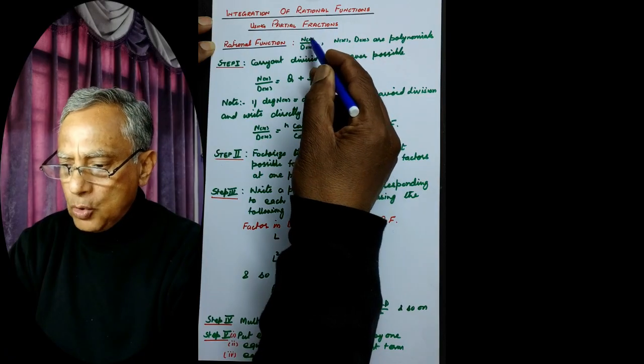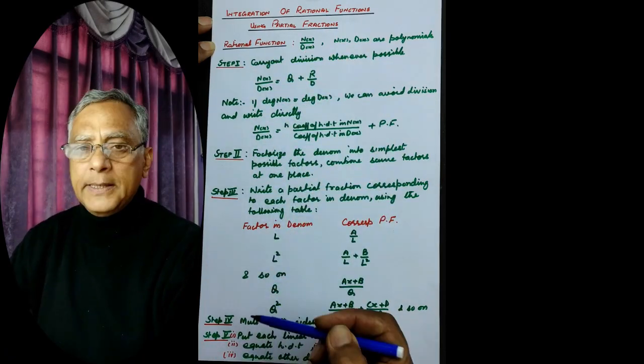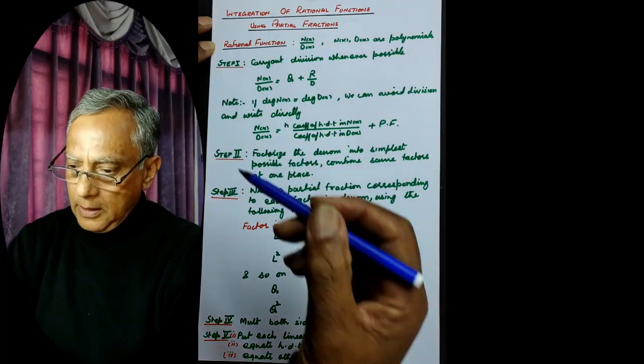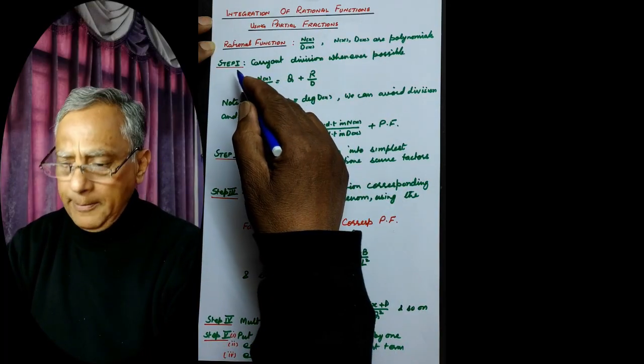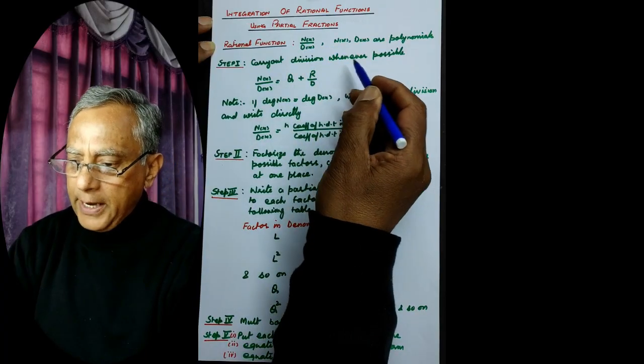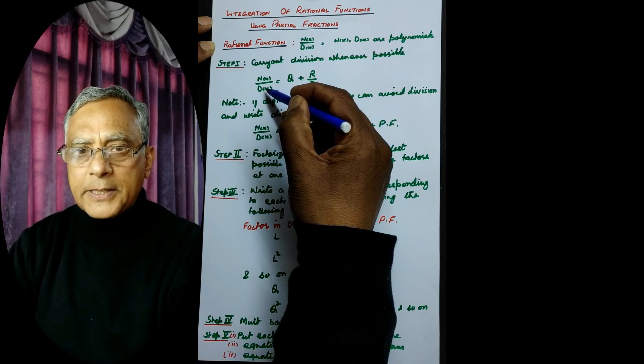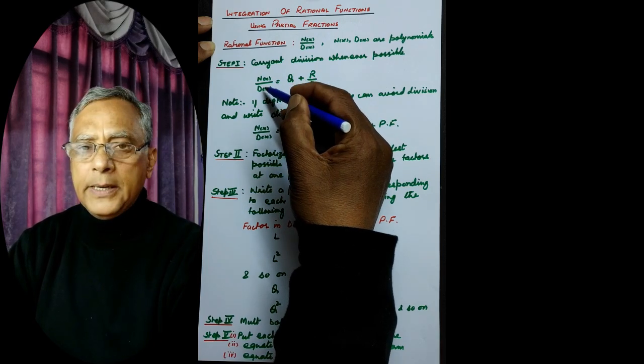And how to reduce this function into partial fractions? I'll just give you these steps. First step will be to carry out division whenever possible. If division is possible, first step will be we will carry out division.